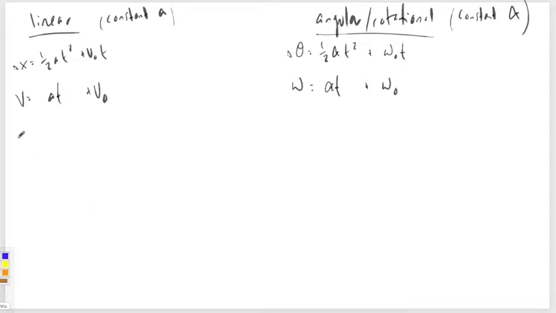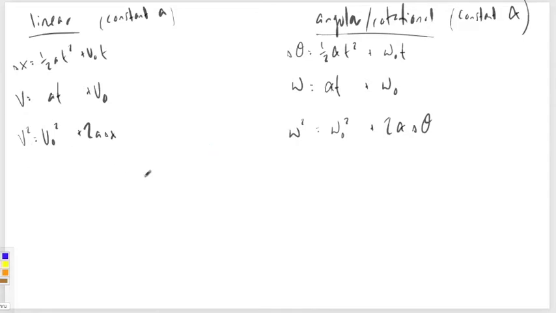What else do I have? I have v squared equals v naught squared plus 2a delta x. So over here, of course, I'm going to get omega squared equals omega naught squared plus 2 alpha delta theta. And I think those will be our most important ones.